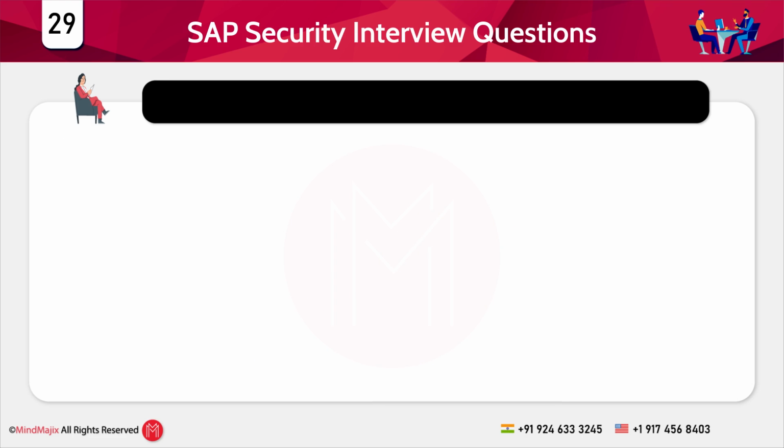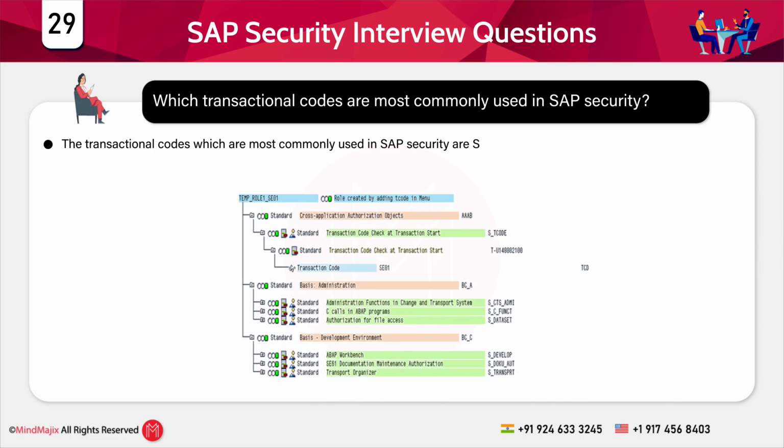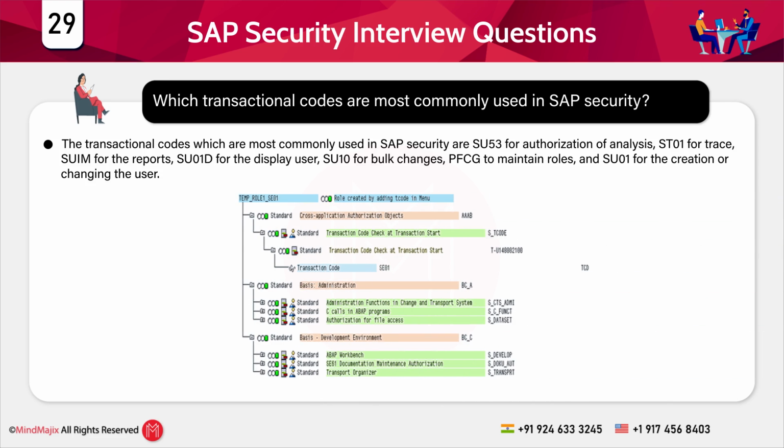The next question is, which transactional codes are most commonly used in SAP Security? The transactional codes which are most commonly used in SAP Security are SU53 for authorization analysis, ST01 for trace, SUIM for the reports, SU01D for display user, SU10 for bulk changes, PFCG to maintain roles, and SU01 for creating or changing the user.